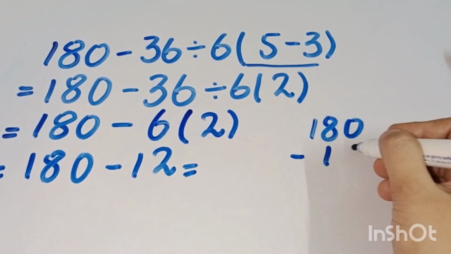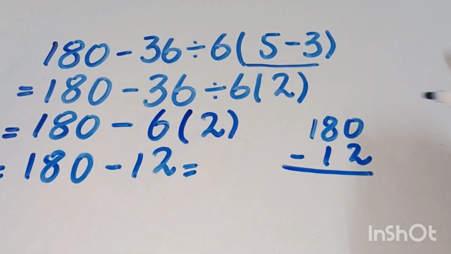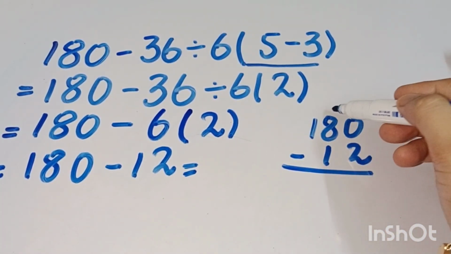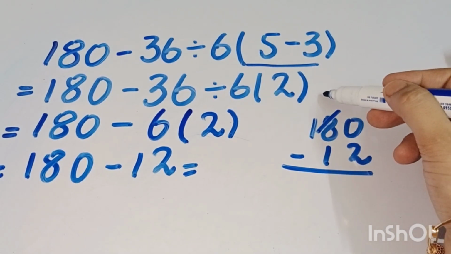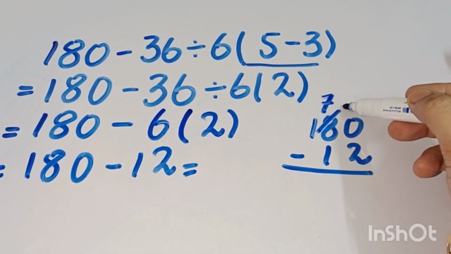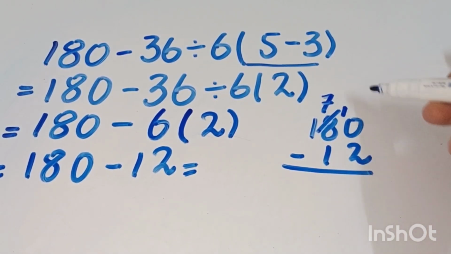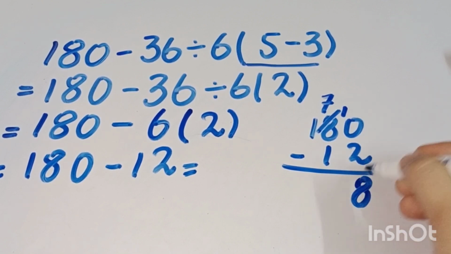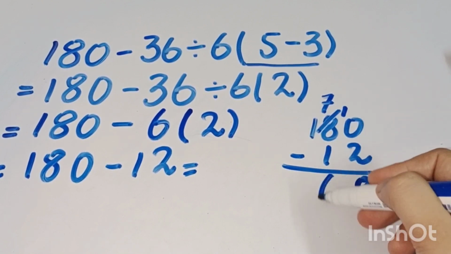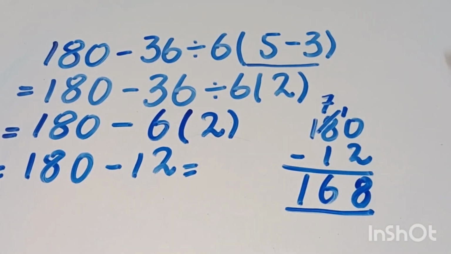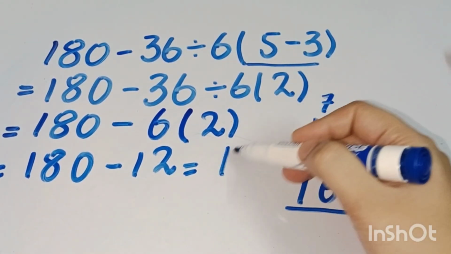180 minus 12. As we all know that we cannot subtract 2 from 0. So we have to take a carry from the next number, which is 8. So it will become 10. Now we can easily subtract these two numbers. 10 minus 2 equals 8. 7 minus 1 equals 6. So the answer of this very interesting math puzzle is 168.